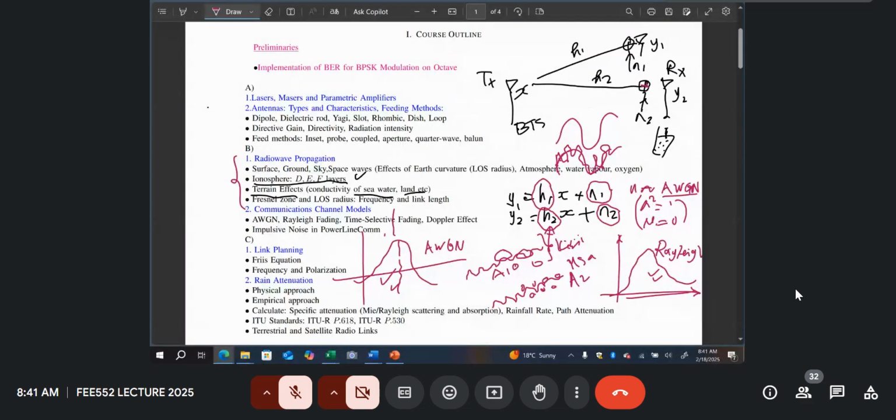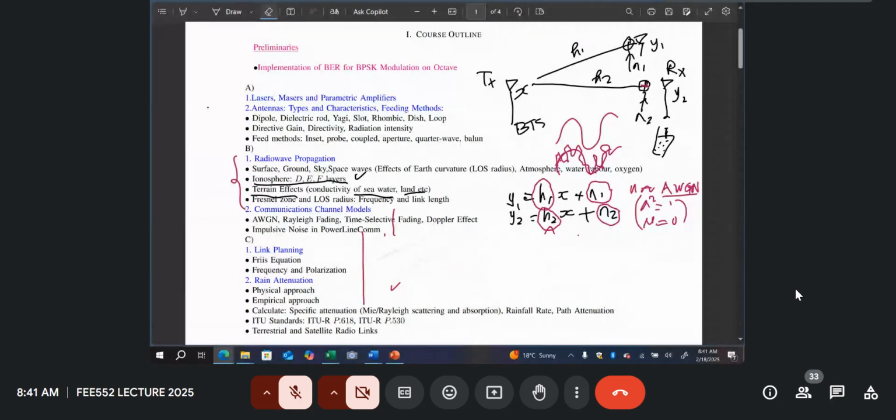So how do you include that in your link planning? So that's why it is important to understand the communication channel models. And channel models is basically just the PDFs. Okay. So if we were to do a MATLAB or an Octave code about this signal transmission, it means there's attenuation due to H. So H is what is defined by those PDFs.